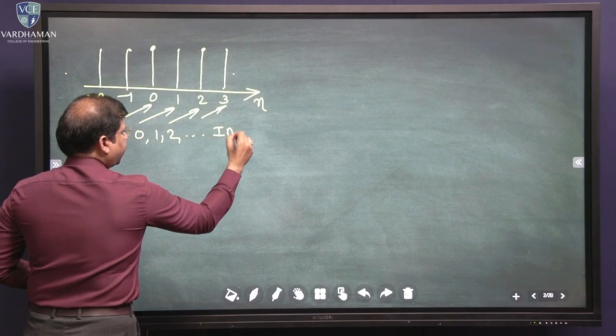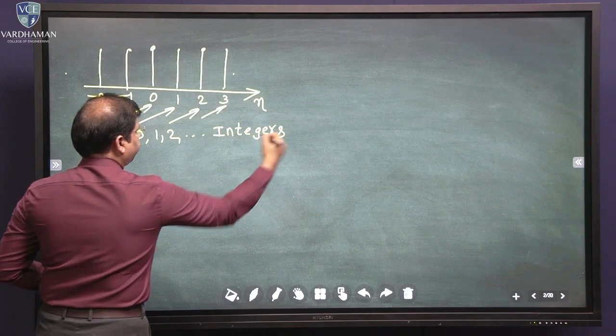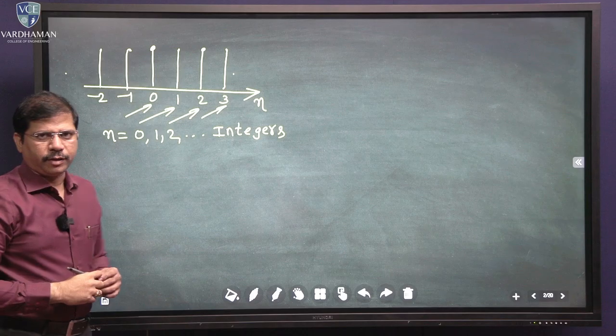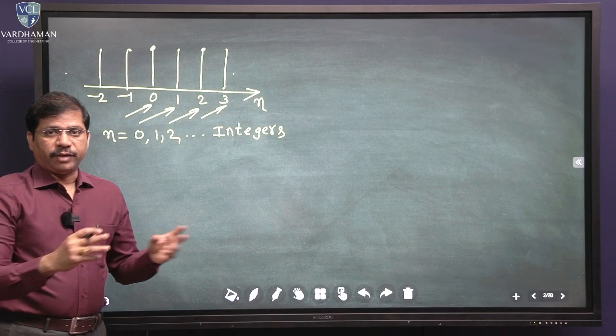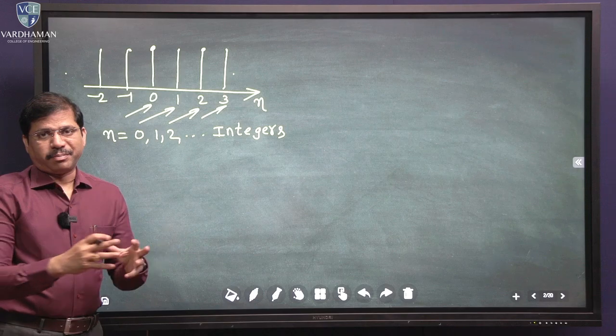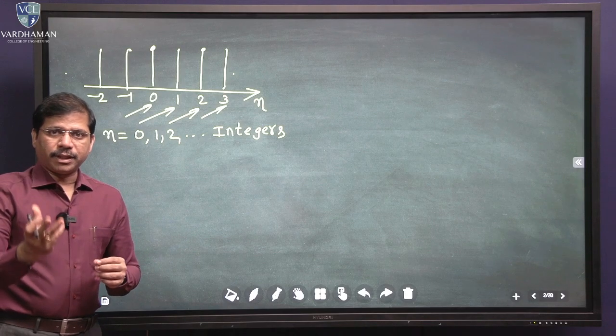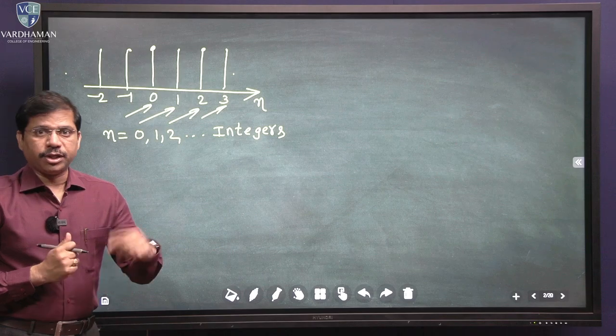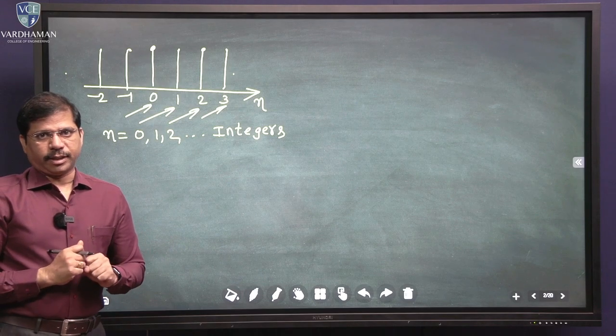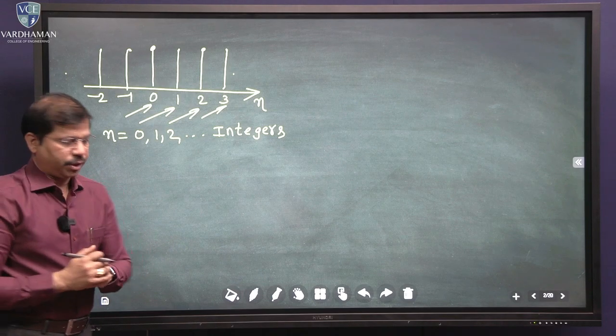That means they are all integers. You cannot take small n equal to 1.1 or 3.5, or something like minus 1.6. Those rational numbers are valid in the case of the continuous time domain but not in the discrete time domain. That's what we have seen, isn't it?